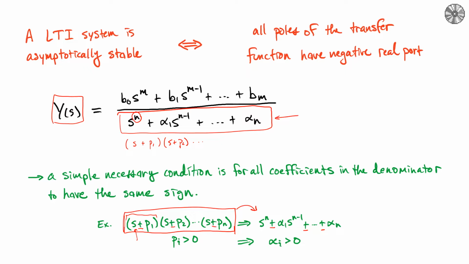Once I expand all of this, I'm still going to have positive values, where these alphas are all positive as well. So a necessary condition is that all the coefficients in the denominator need to have the same sign, because you can always factor out a minus sign. If they're all minus or all positive, then it's possible that all the poles are stable. What we're going to see is that it's possible to have all positive alphas in this denominator and still not have a stable system.